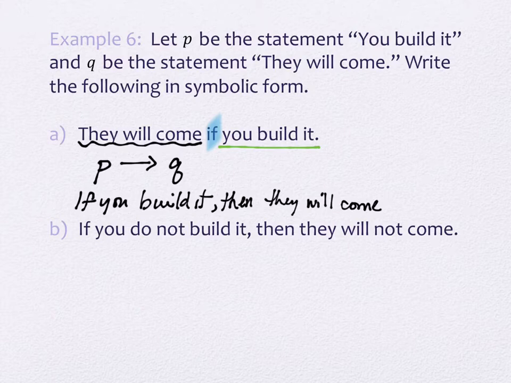Now, on part B, it's a little different because the if starts at the beginning, right? So we kind of like that a little bit better. It feels a little more natural, especially when we're changing it into symbols. So this is our hypothesis. It says you do not build it. What symbols is that referring to?